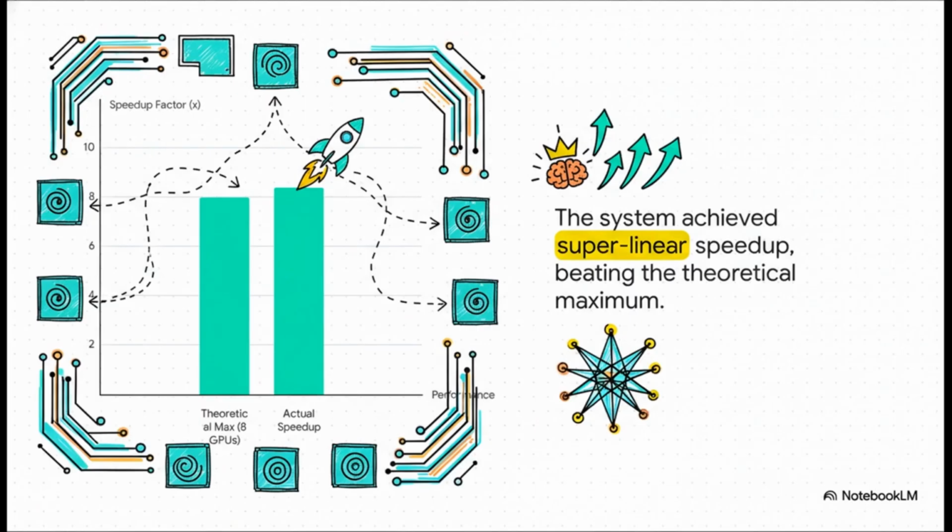Okay, now this is the part that's just wild. Logically, if you use 8 GPUs, you'd expect to get, at best, an 8x speedup, right? Well, check this out. The actual speedup they achieved was 8.4x. It was faster than theory said it should be. The system was so good at hiding the communication lag between the GPUs that it beat the theoretical max. That's something called superlinear speedup, and it is pretty much the holy grail when you're doing this kind of work.